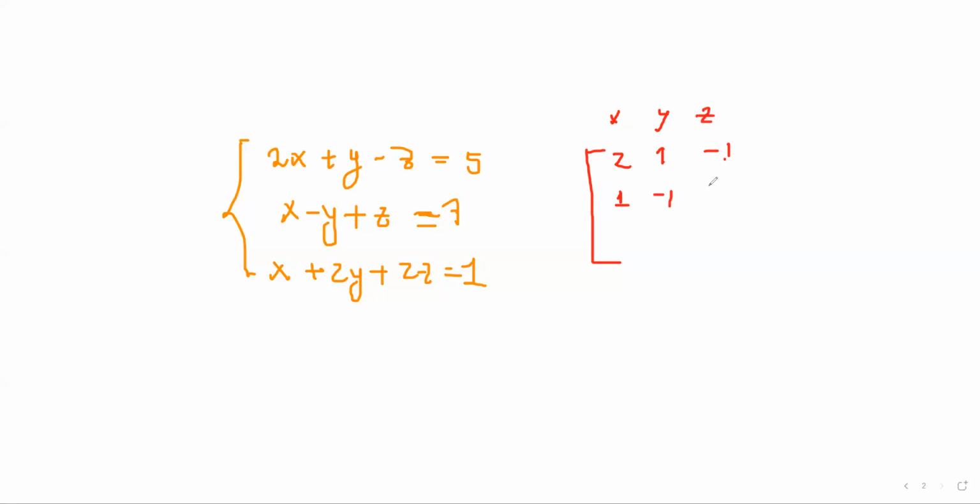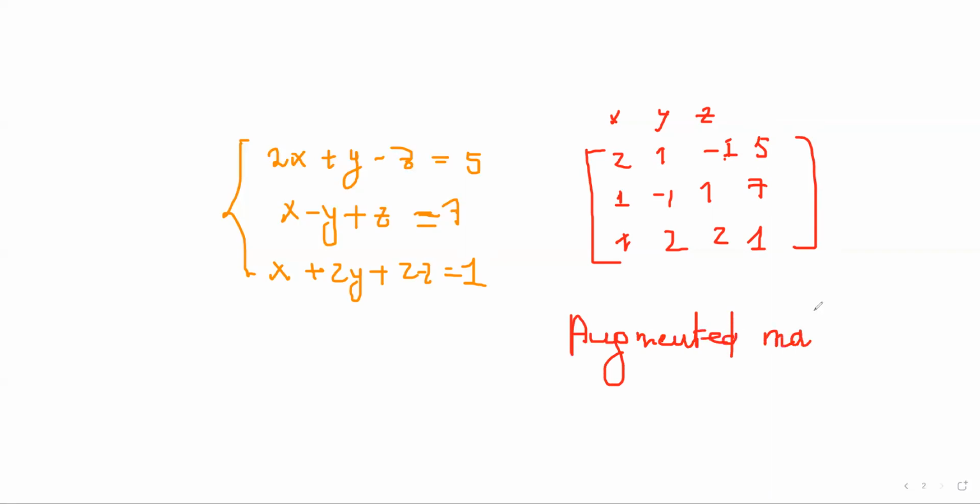So 1, -1, 1, and 1, 2, 2. These are the coefficients of the corresponding system. However, if we add another column with the coefficients on the right side, sometimes called constant coefficients, we get the so-called augmented matrix. Let's denote it by A star. We are going to work on some issues related to augmented matrices. So let's first define what we can do with this.